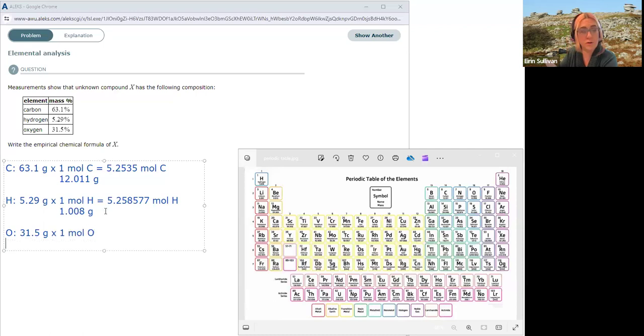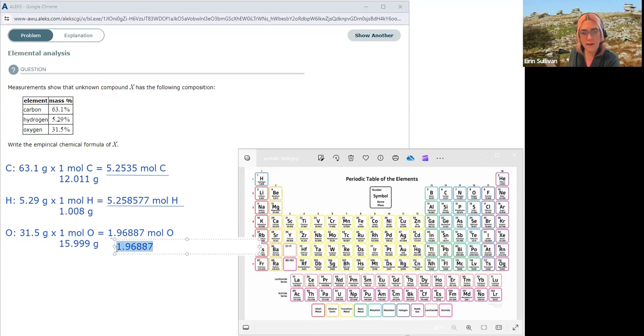So oxygen, 31.5 grams. Every 1 mole of oxygen weighs 15.999 grams. So 31.5 divided by 15.999 gives me 1.96887 moles of oxygen. One of these is not like the other. So sometimes if you got like 5.25 for all 3 of these, you could save a bit of time and say it's 1-to-1. But in this case, we're going to have to relate them all to the smallest number of moles, which is our moles of oxygen.